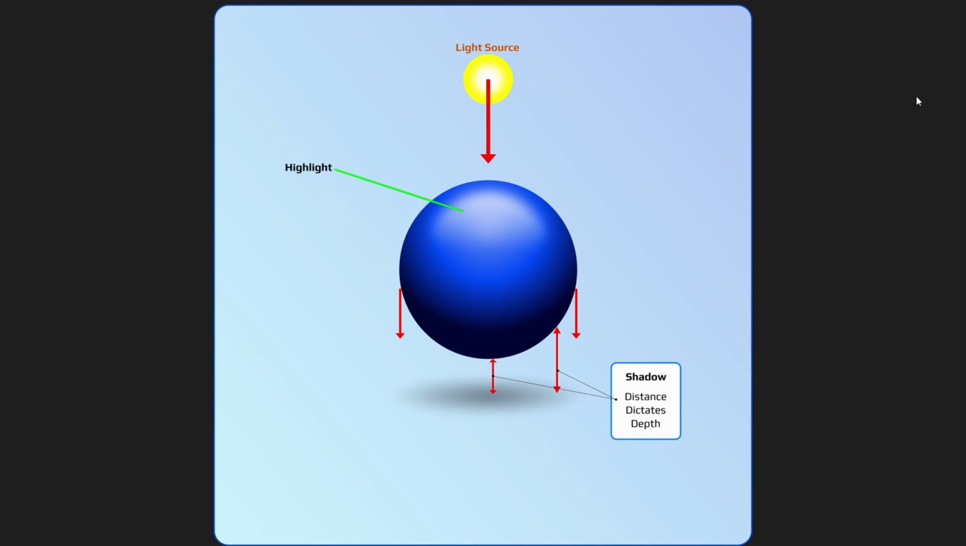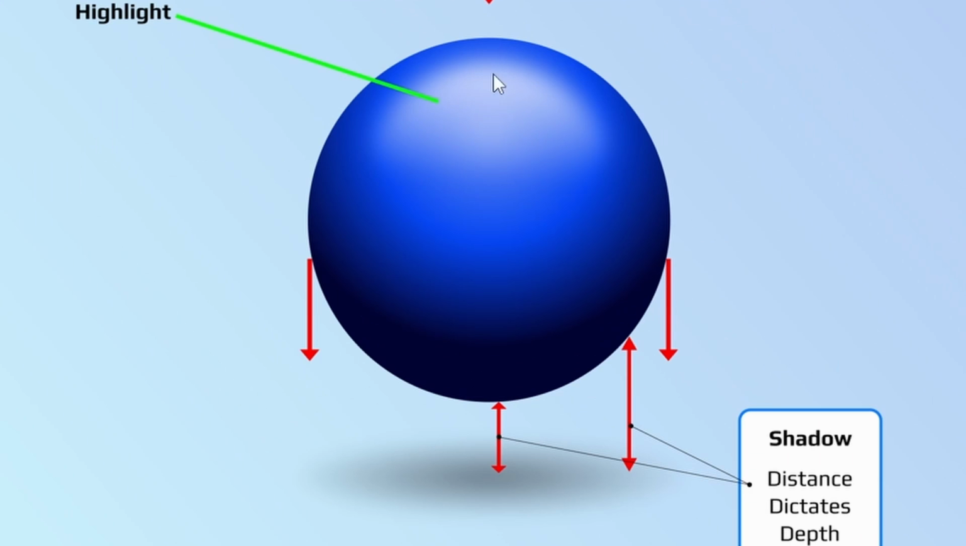Now, take this for an example. We have the light source coming directly from above down onto this circle. So in order for you to create the illusion of this circle being 3D, you would need to have highlights on the top, a darkness on the bottom, and of course, if you want it to be elevated off the ground, you would need a soft shadow being cast underneath.